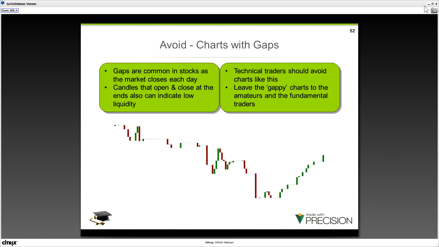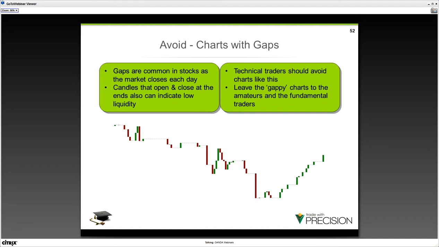So we've looked at optimal chart structures that we want to trade. So let's go ahead and take a look at some charts that we want to avoid. Now here we have a low volume gappy type chart. You can tell this by immediately looking at the chart and just noticing the odd looking candles and the formations created by the price action.